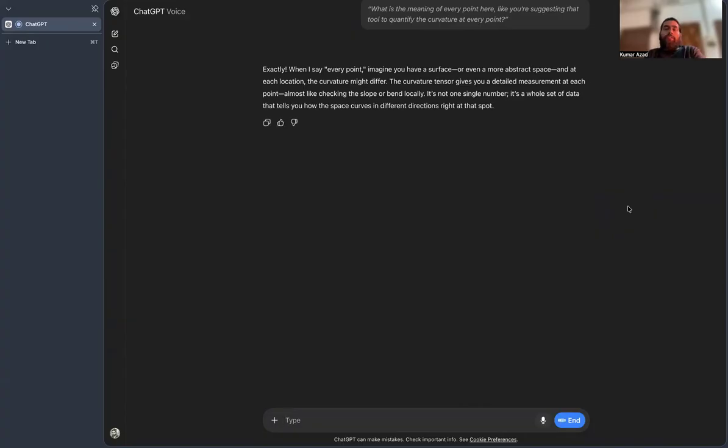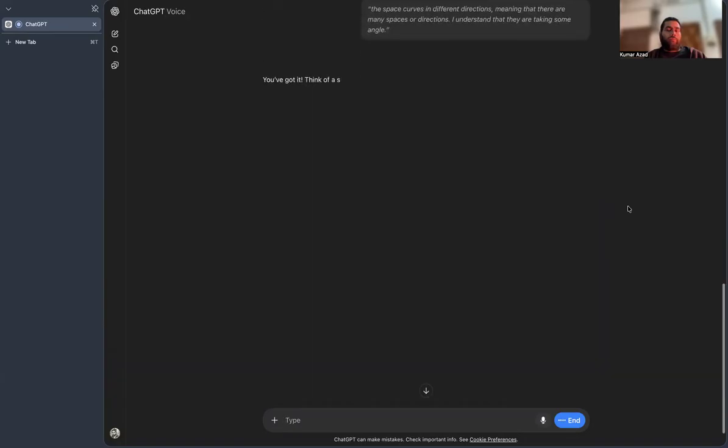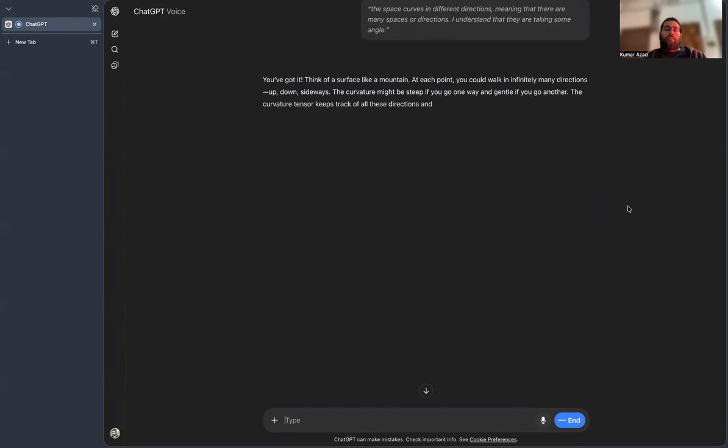Okay, the space curves in different directions, meaning that there are many directions. I understand that they are taking some angle. You've got it. Think of a surface like a mountain. At each point, you could walk in infinitely many directions: up, down, sideways. The curvature might be steep if you go one way and gentle if you go another. The curvature tensor keeps track of all these directions and angles. So, yes, many possible ways the space might curve, and we use that to fully understand its geometry.